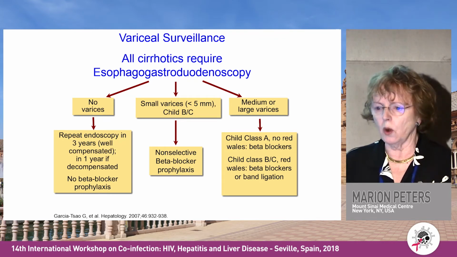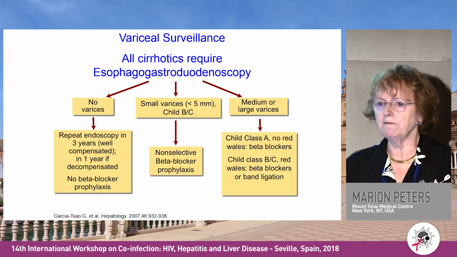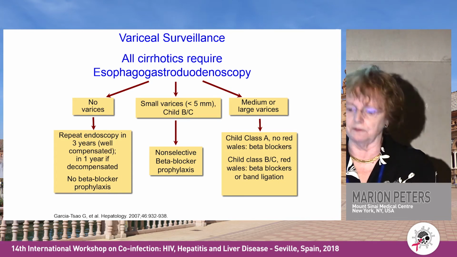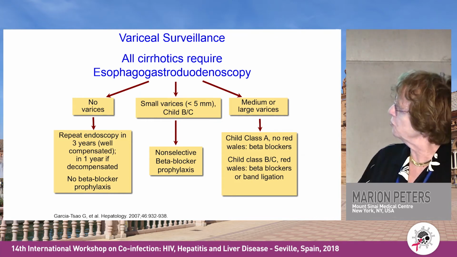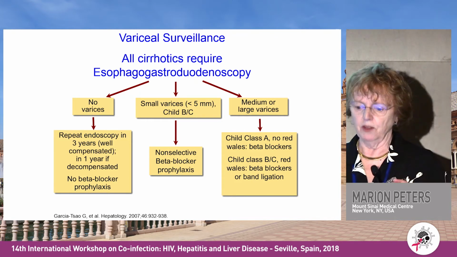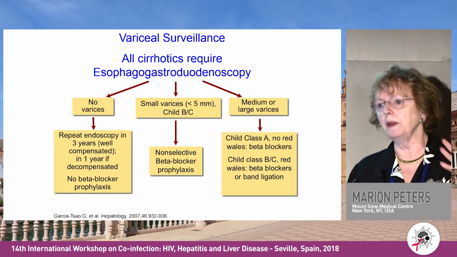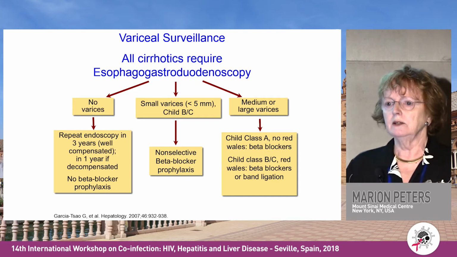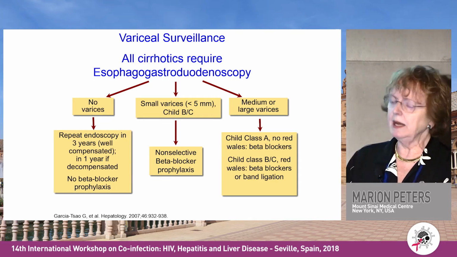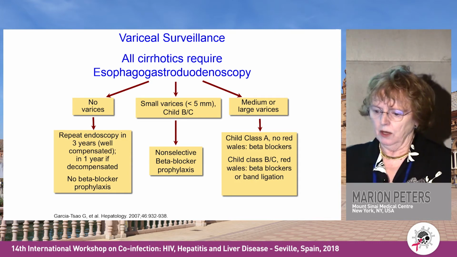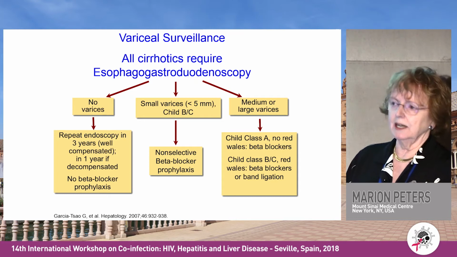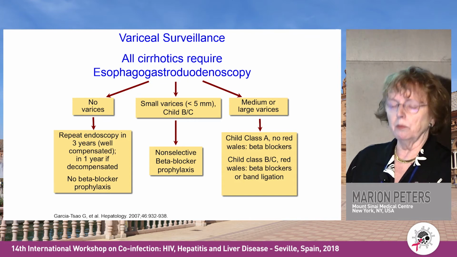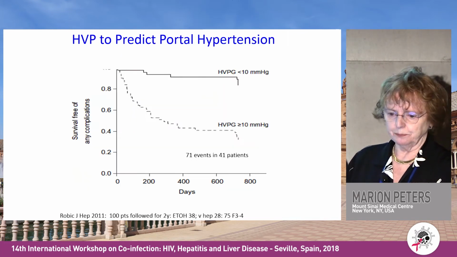All cirrhotics require EGD. If they don't have varices, repeat it in 3 years if they're compensated, or every year if they're decompensated. They don't need treatment if they don't have varices. If they have small varices in a Child's B or C, give them non-selective beta blockers to decrease their pulse down to about 60. If they have medium or large varices in Child's A, just give them beta blockers. Child's B or C, or evidence of bleeding, beta blockers and ligation.